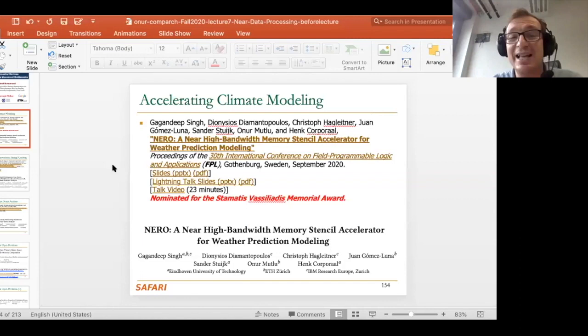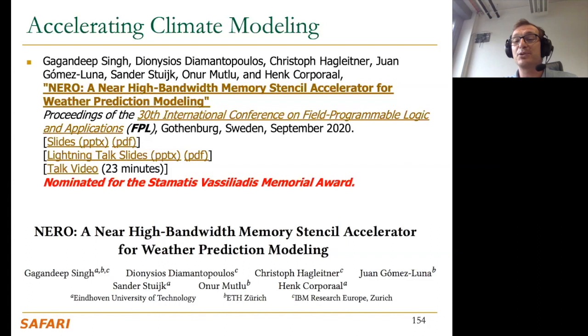But this work that I mentioned, the Nero work, does essentially exactly what you suggested. It's actually over OpenCAPI. It basically offloads stencil computations to a high bandwidth memory engine on the other side of the OpenCAPI framework, on an FPGA, to an FPGA basically.